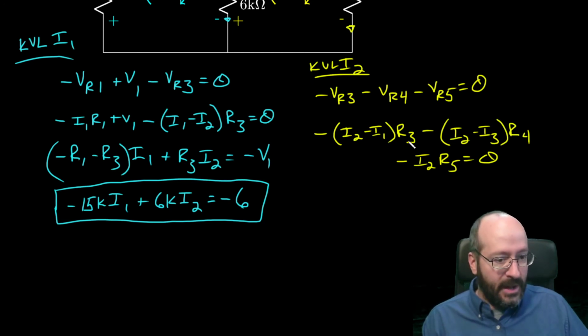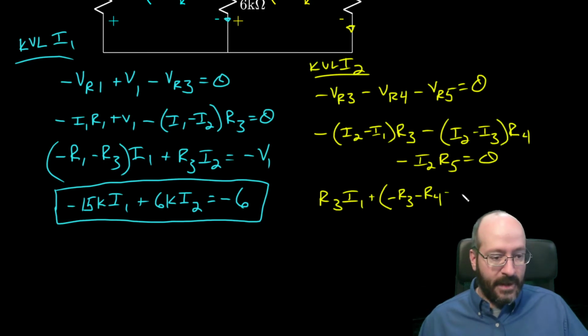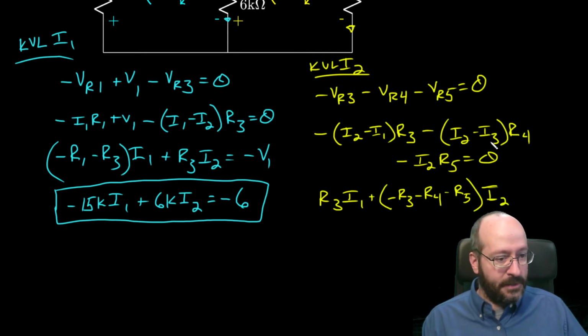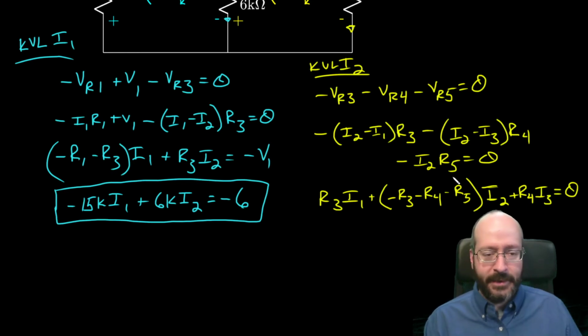So it looks like I've got an I1 term here, and it's going to be positive R3 in front of I1. In front of I2, I have negative R3, negative R4, negative R5. That's in front of I2. All right, and then in front of I3, the only I3 I have is here, and we're going to have positive R4 I3, and that's equal to 0. So double check me. Always double check my algebra. Always double check my arithmetic. You should do that for yourselves as well.